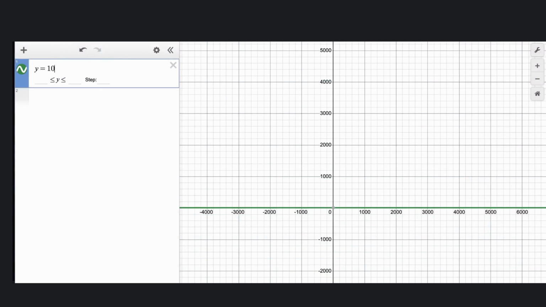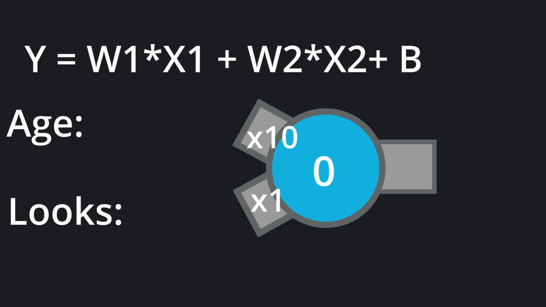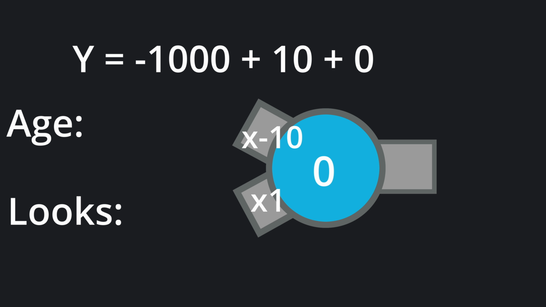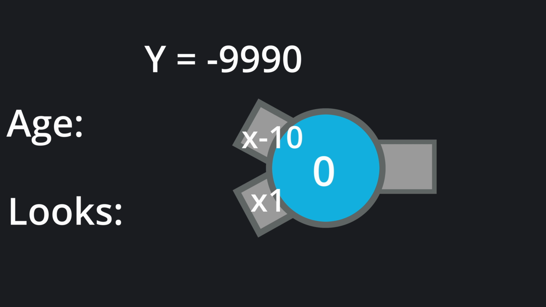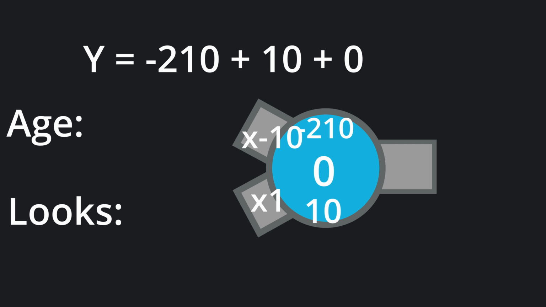So we can visualize this on a graph. Let's just type in our equation, 10x. As you can see, the higher x goes, the higher y goes. Y is the score, so that's not good. So how do you make it so that the higher x is, the lower y is? Adding a negative sign. So we calculate again, and we get negative 9,990. Sounds about right. Let's now plug some new values in, age 21 and looks 10.